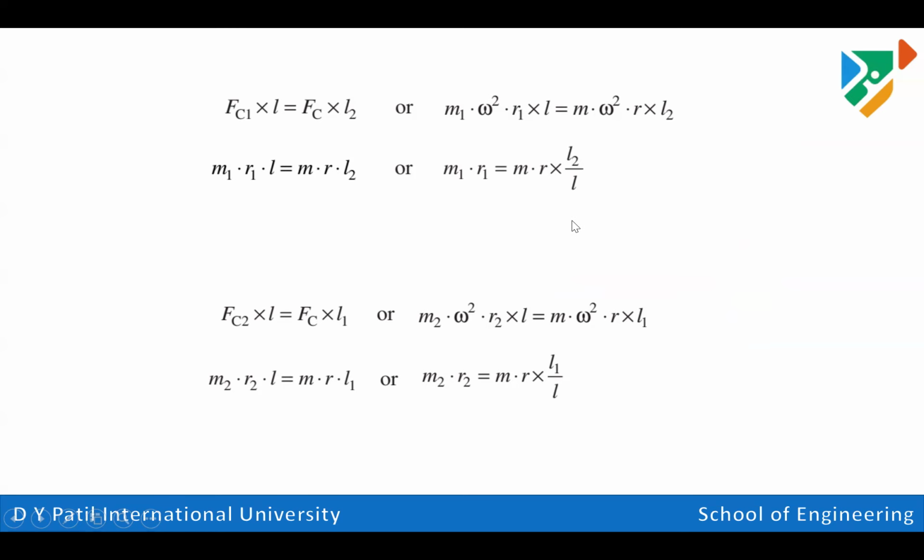That is the first part. Similarly, we can write the second part: Fc2 into L is equal to Fc into L1. Putting in the value of Fc2, m2 r2 omega square into L is equal to m r omega square into L1. Again, we have m2 r2 L is equal to m r L1, or you can write m2 r2 is equal to m r L1 by L.